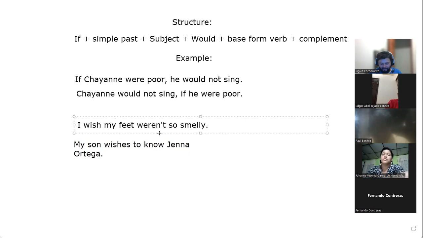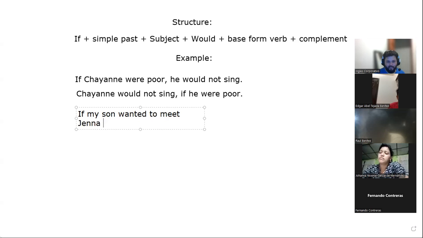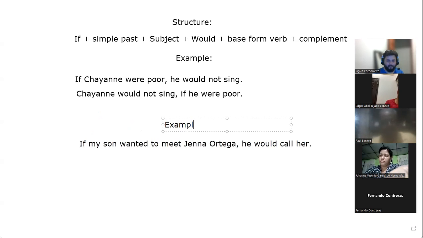But guys, the example I gave you was just to give me fun examples. If I want the structure of the second conditional, you can say your example like this: if my son wanted to meet Jenna Ortega, he would talk to her, or he would call her. These are the examples I want, following the structure I gave you before, but a fun example. Sorry about the confusion. So go ahead, guys.